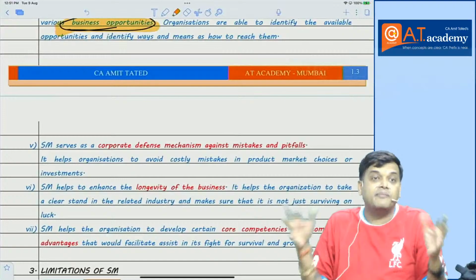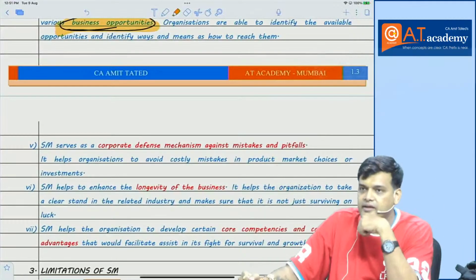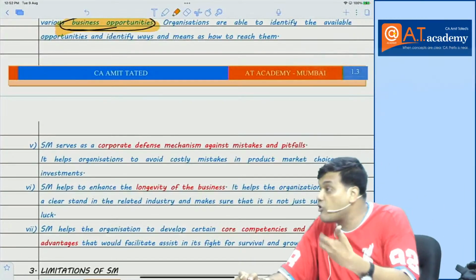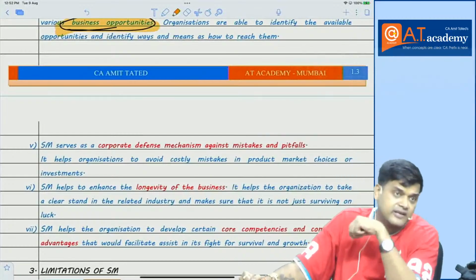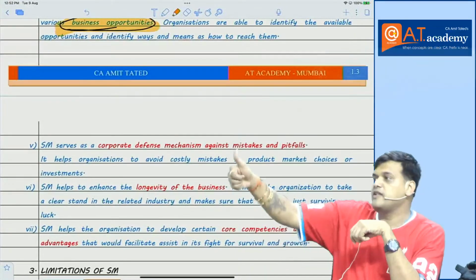That is, surprises will not be there. Mistakes will not be there. Pitfalls will not be there. You will not be selecting wrong products. You will not be selecting wrong markets. It would be a costly mistake. Okay, the sixth point is very easy.